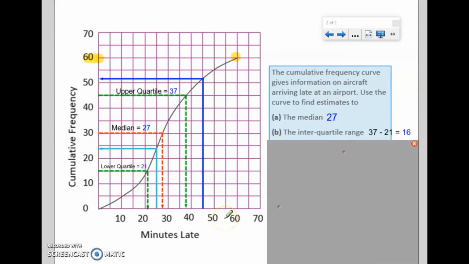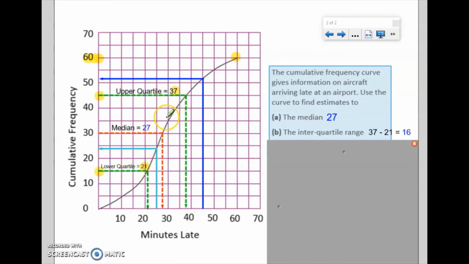The interquartile range. In order to work out the interquartile range, I need to find out 25% of the data, 25% of 60 being 15. So I would go along at 15 until I hit the curve and down to find that my lower quartile is 21. Again, that is an estimate. For my upper quartile, I would need 75% of the data, so 75% of 60, which is 45. I read along using the green dotted line and down, giving me an estimate for the upper quartile as 37.